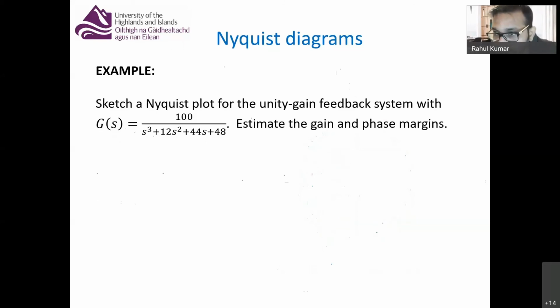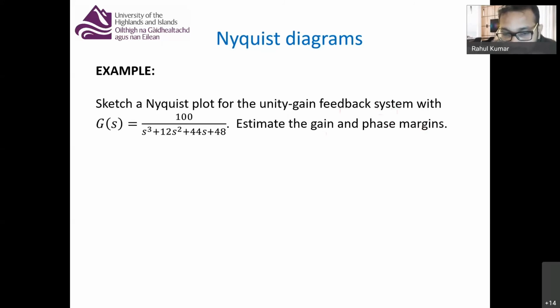Now let's quickly take an example over here. So for this example, let's read it through. Sketch a Nyquist plot for the unity gain feedback system. Okay, so my system is a unity gain feedback system, and it has a transfer function which is given by this equation here. Okay, and I have to estimate the gain and the phase margin, right?